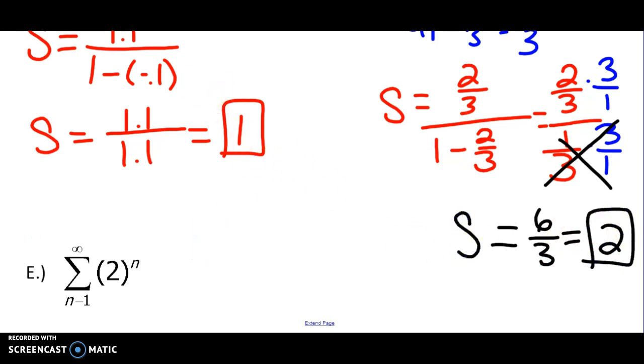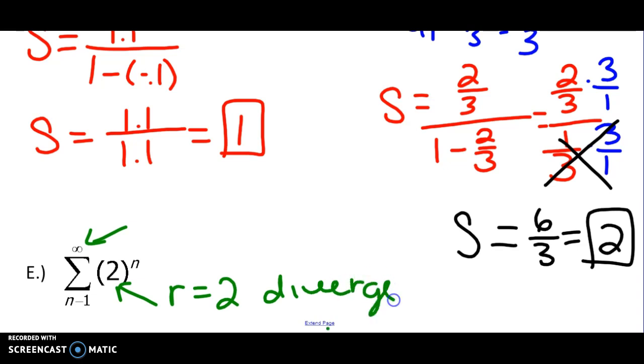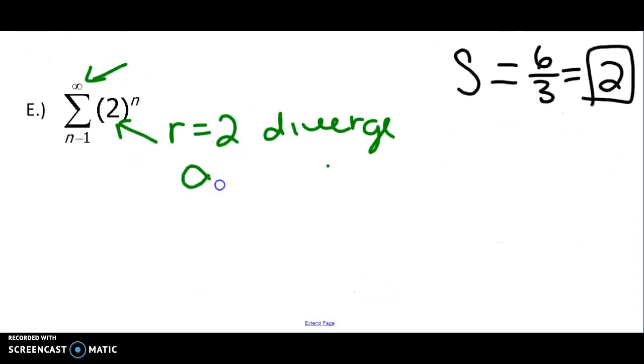And then the last one, which is not on your notes packet, but I think it's worth talking about, is a summation notation. We know it's infinity because we've got an infinity sign on the top of the sum. And we know that the r is equal to 2. If r is 2 and we're looking for an infinite sum, this is going to diverge. And again, we can't find the sum on this one, so we just say the infinite sum is not possible to find.